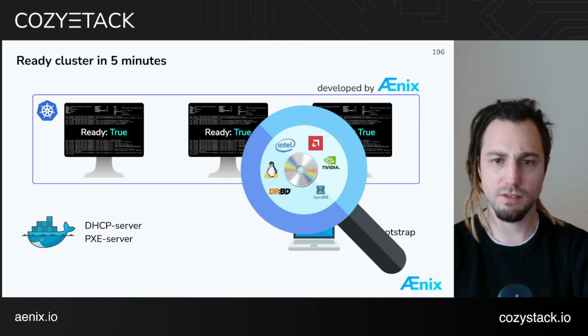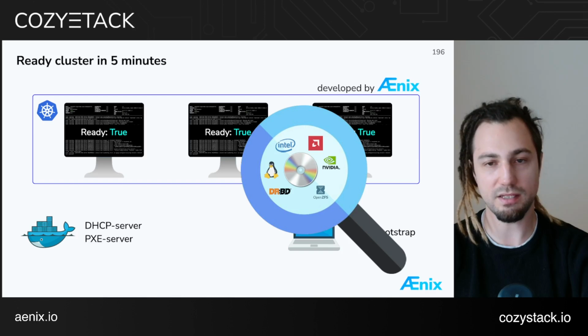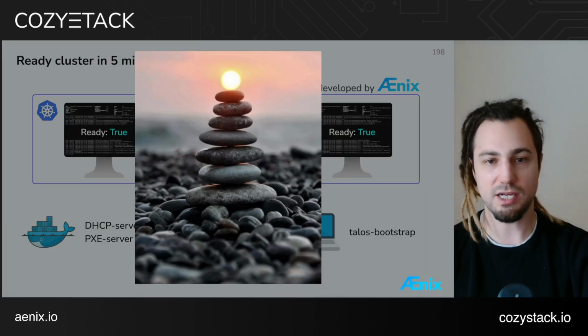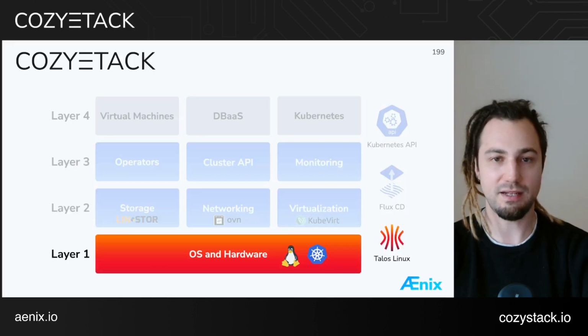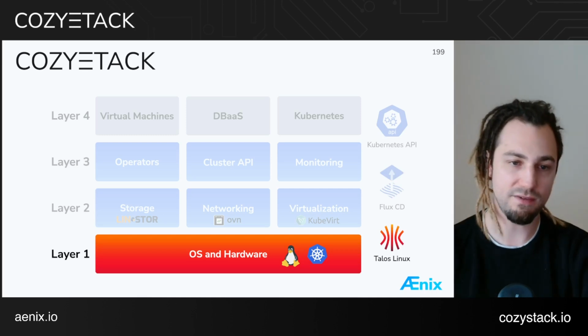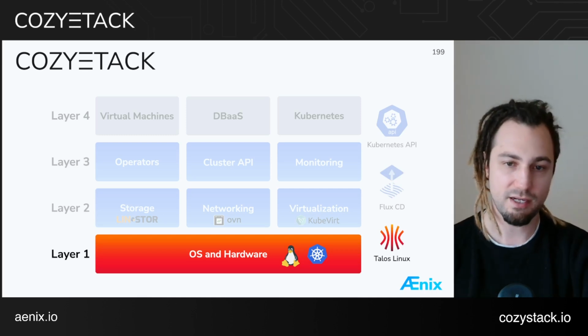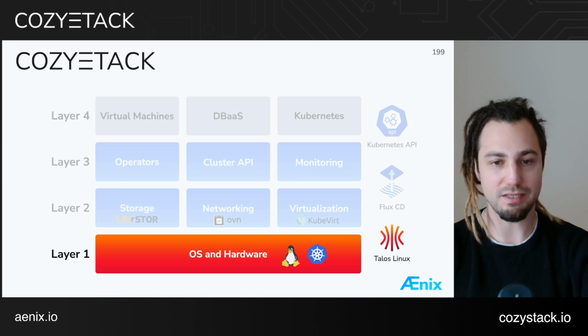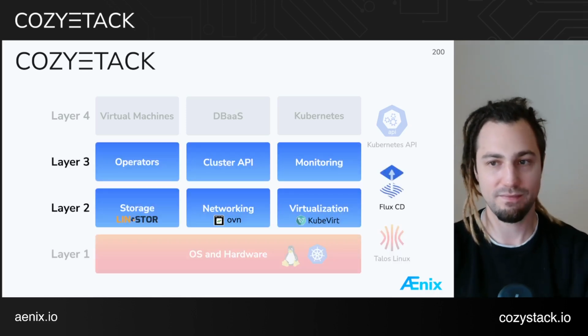Also, we prepared our own Talos Linux image, which includes all the needed kernel modules which we use in our system. That actually allows us to create a basic and stable layer 1 for our platform. So we can be sure that this layer always consists of the needed kernel modules, always running a similar kernel version, so we can be sure that it is a stable base for our platform. And now let's talk about the rest of the stuff.